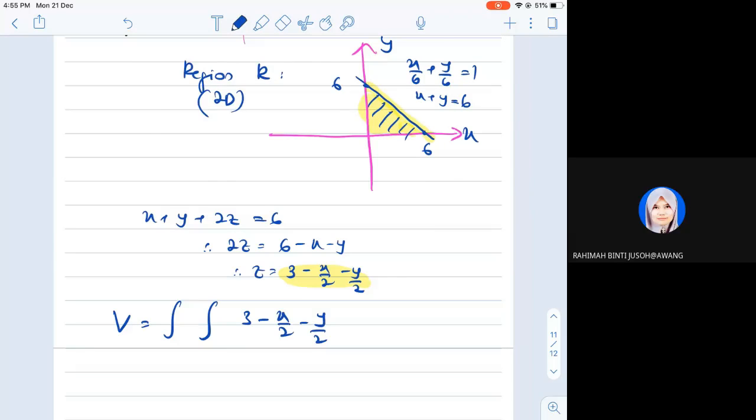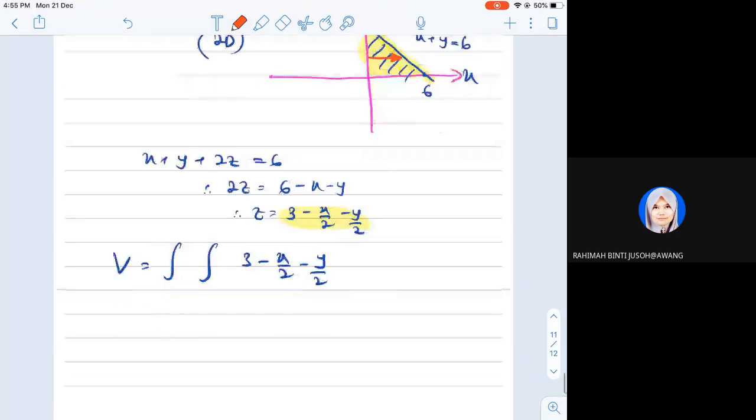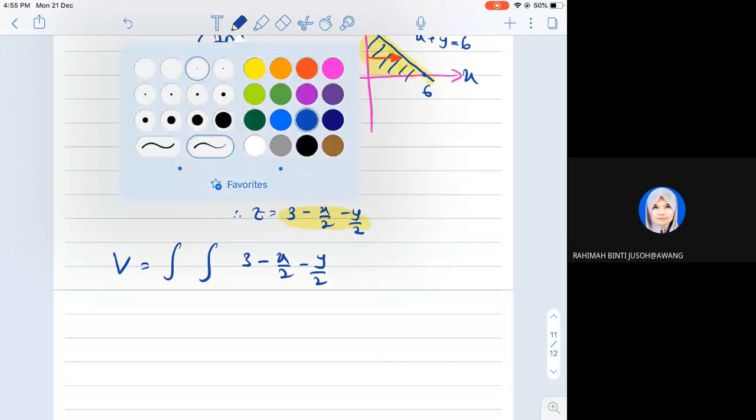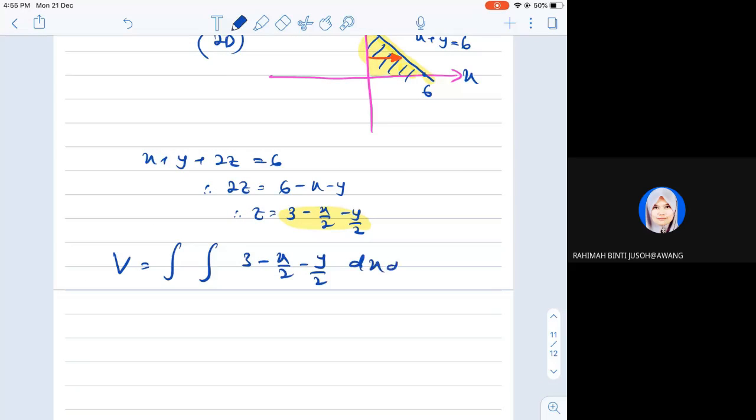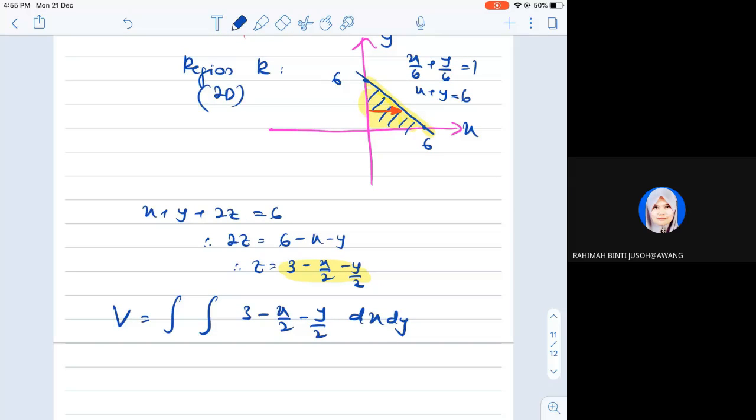dx dy. Okay, so when you say dx dy, it means you have to move from left to right. Left to right. Okay, well done. So let us put dx dy, left to right. So the left line should be x equals to 0, and the right line should be x equals to 6 minus y.